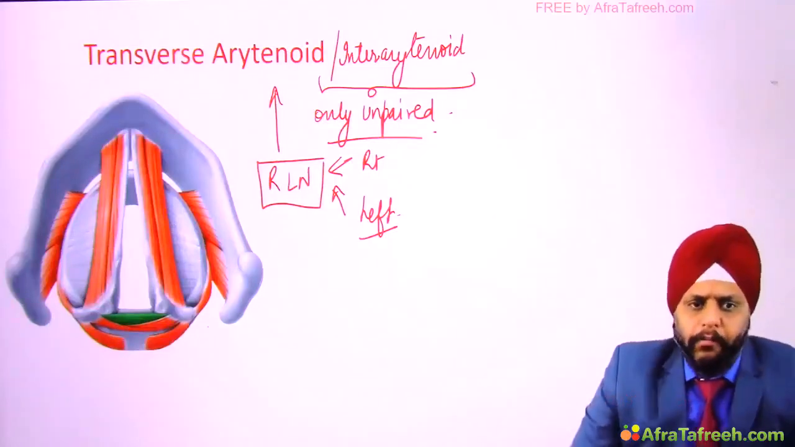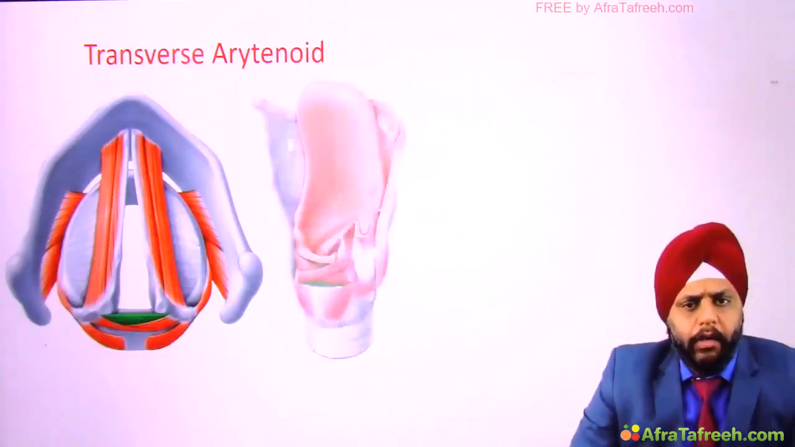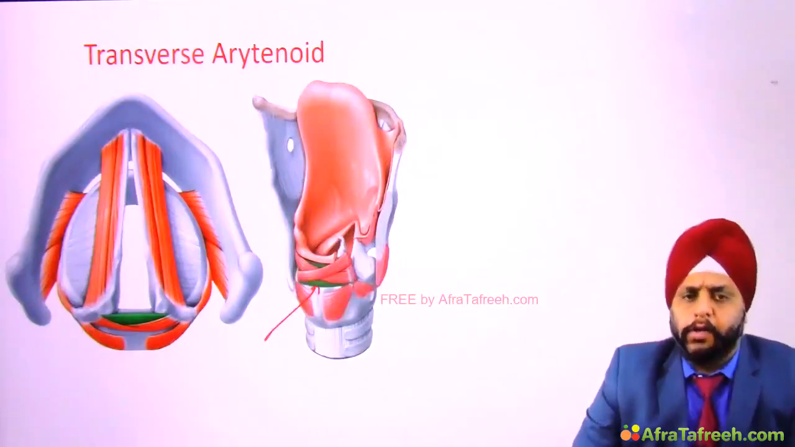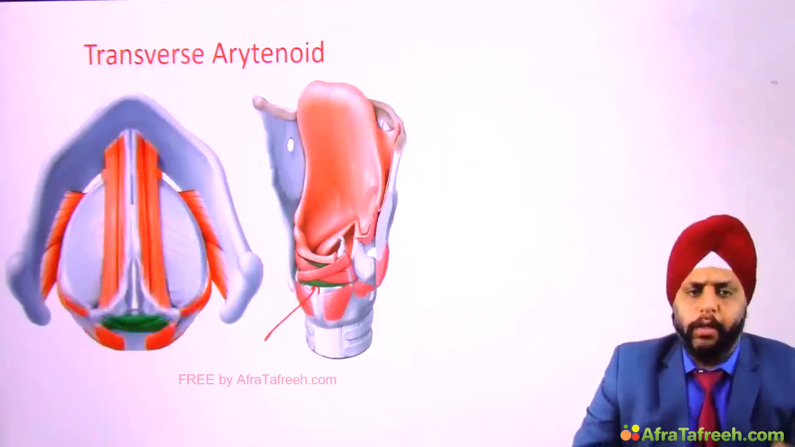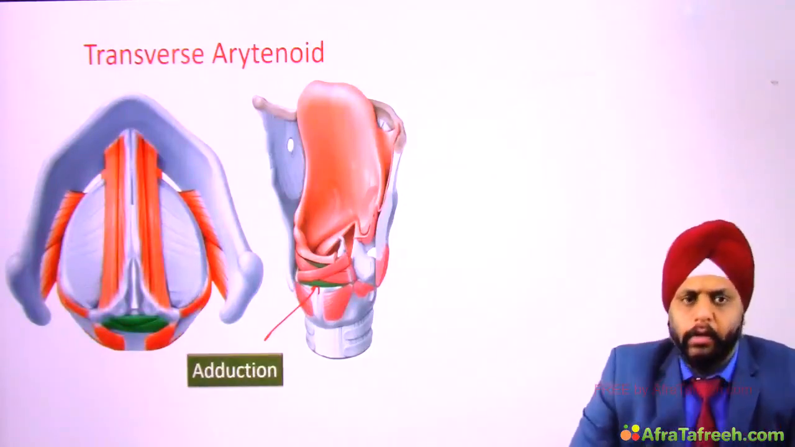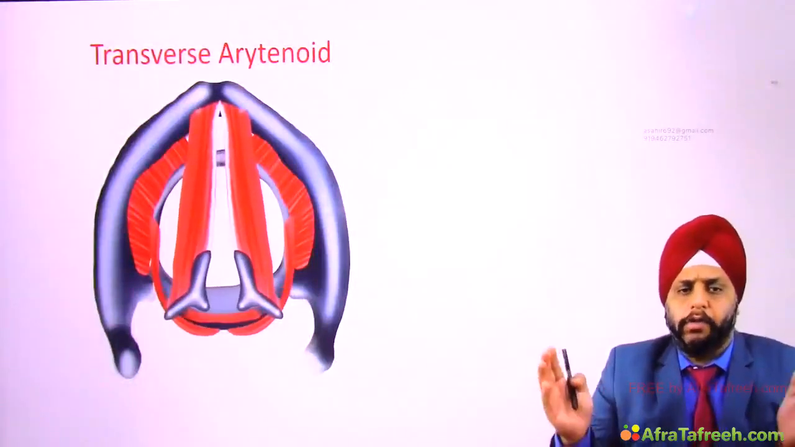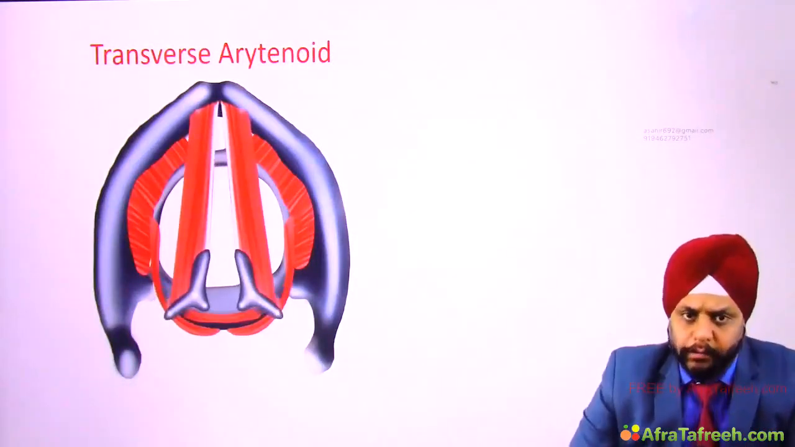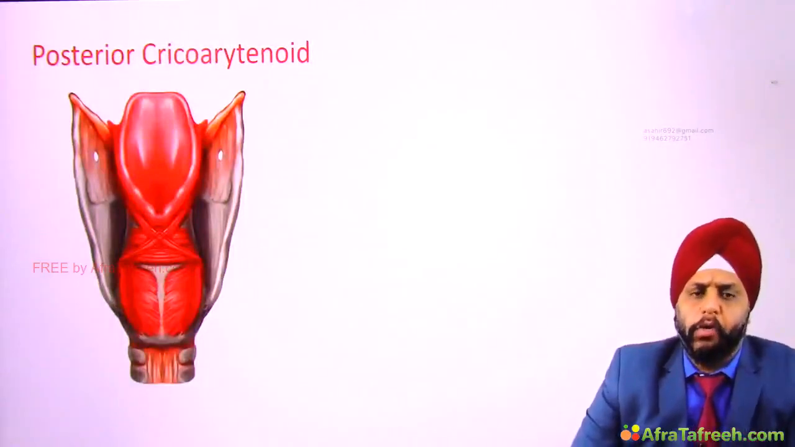Now this is the interarytenoid or transverse arytenoid. Let's look at this diagram. You can see over here this green color. This is the transverse or interarytenoid. Now what happens when this muscle contracts? You can see clearly that when this contracts, it brings the two arytenoids together and causes adduction. Clear? We can also watch in the video. We can see that when the transverse arytenoid contracts, it brings the two arytenoids together and causes adduction. Right? So we come to the next muscle, the posterior cricoarytenoid muscle.